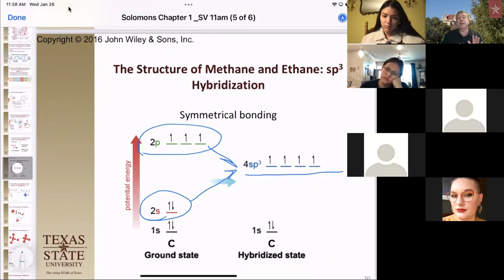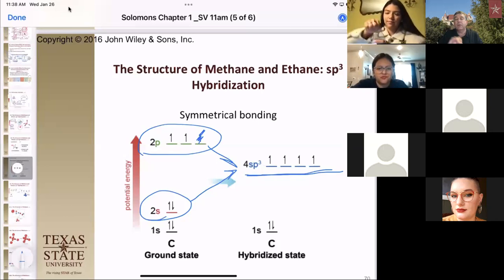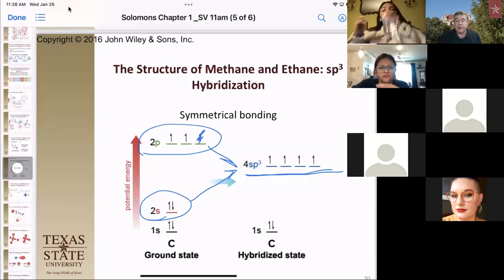And that means we can take all 4 of our carbon electrons and put them into 4 equivalent orbitals. So what does that mean? Well, if we have 4 equivalent orbitals, that means we can spread them evenly around the atom.